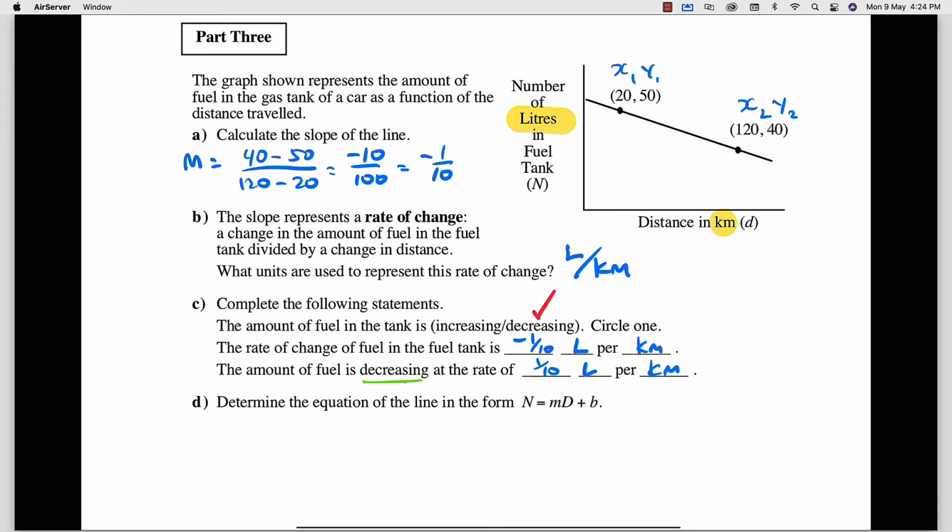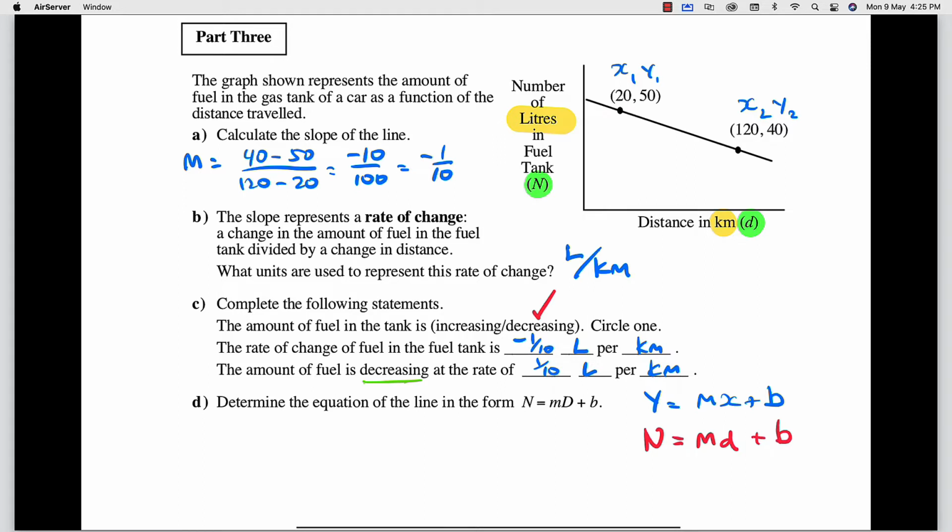And part D says, now figure out the equation. So this is in the format y equals mx plus b, except instead of y, we're going to be using n, which is identified right here. And instead of the x, we're going to be using the d right there. So it ends up being y equals md plus b.